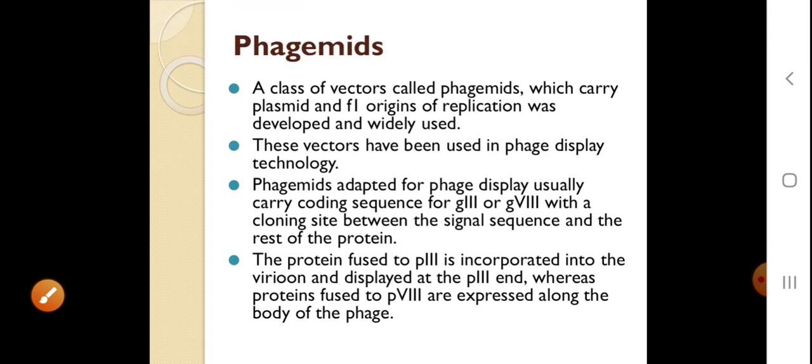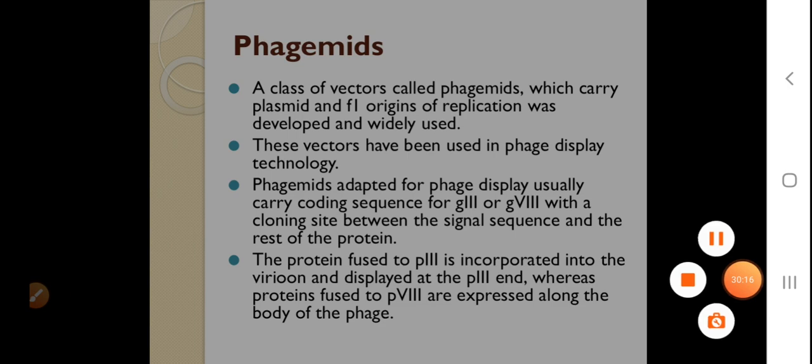And to continue, I'm just talking about the phage method. So we talked about how the phage method is used for synthesis of a nano ring. Now, as I explained to you already, these are a class of vectors which carry plasmid and the phage M13 F1 origin of replication, and they are used for phage display technology. Fine. So this is just for your convenience that I have explained over here.